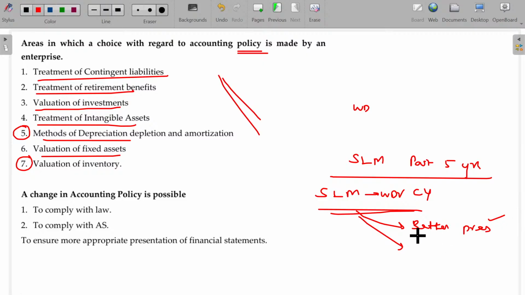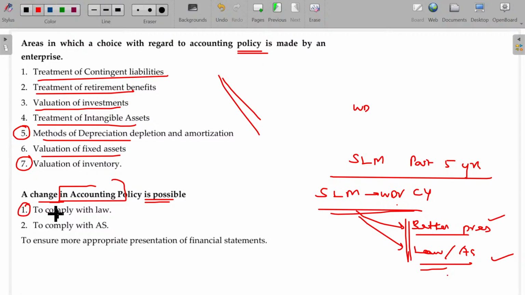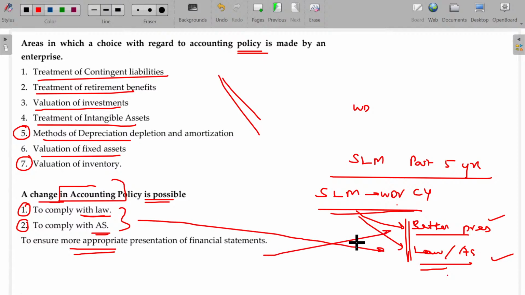Is that clear? And sometimes it may be required by law, a legal requirement, or an accounting standard may suggest that hereafter you have to follow the WDV method. Because of the legal requirement, you can shift from SLM to WDV. Because of these two reasons only, you can shift from one method to the other. So change in accounting policy is possible. One is to comply with the law and the accounting standards. Apart from that, to ensure a more appropriate presentation is also possible. So these two are law and accounting standard, and this one is the better presentation.